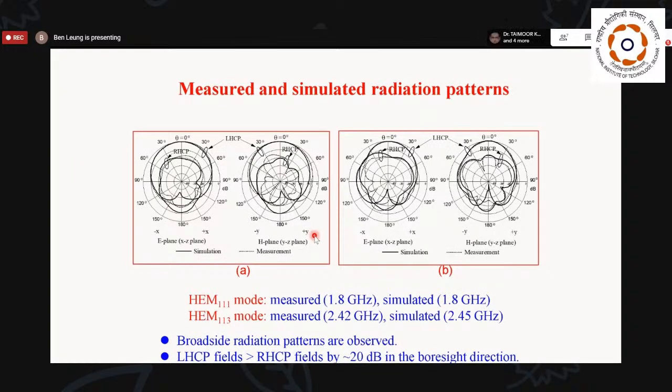These are the simulated and measured radiation patterns at their respective frequencies for the two modes. This shows the polarization purity of the CP design is higher than 20 dB in both side directions.